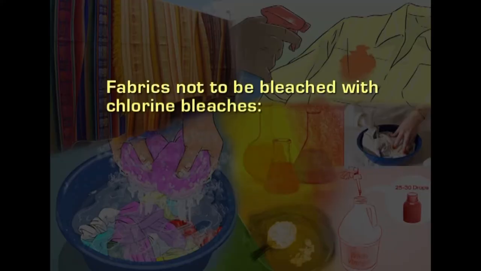Fabrics not to be bleached with chlorine bleaches include silk and wool. Chlorine bleaches must never be used on protein fiber. Its oxidizing action will turn the fabric brown and disintegrate it. Colored silk and wool will bleed and fade. Mild sodium perborate bleach is best for protein fiber fabrics.